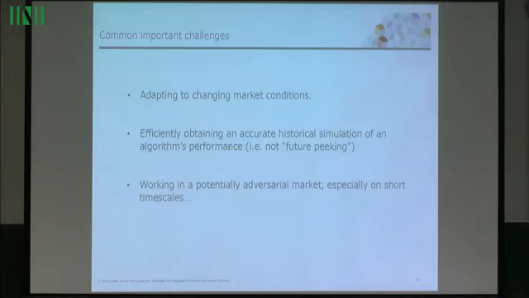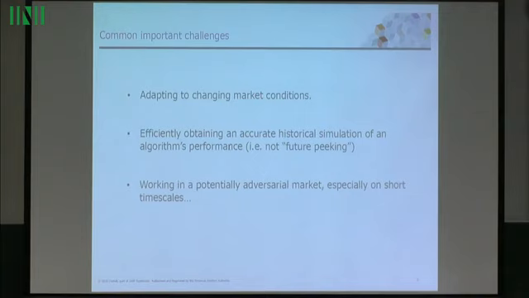So, there's a whole host of different problems here, but there are some key underlying issues that we face. And I think those are these three here. Market conditions are not stationary. Things change over time, so we need to be adaptive. We also need to be able to test our theories historically in a computationally efficient way, but most importantly, we're not allowed to use future data before we would have had it.